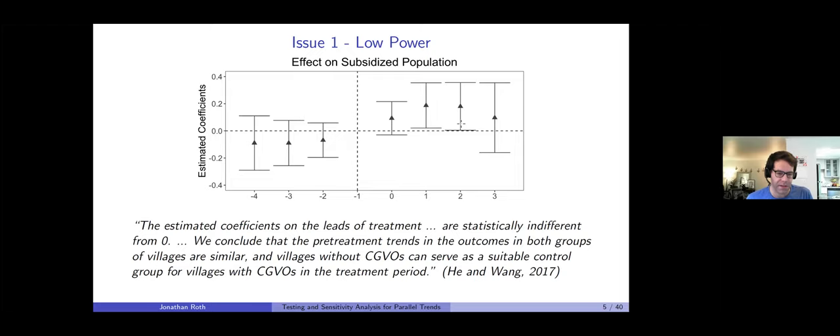Cool. I guess just to wrap up, I've argued that tests of pretrends are intuitive, but they're not a panacea. They can't detect everything, and we can't just fully rely on them. And so I described two papers that provide tools for diagnostics and sensitivity analyses. And then the note I want to conclude on is that when using these tools, it's important to incorporate context-specific knowledge.